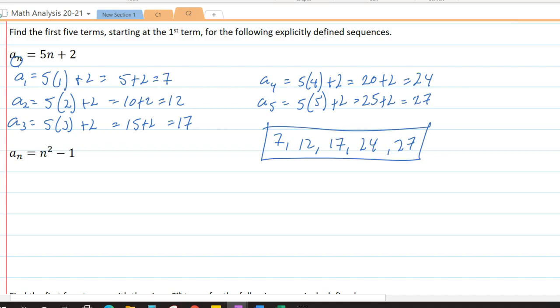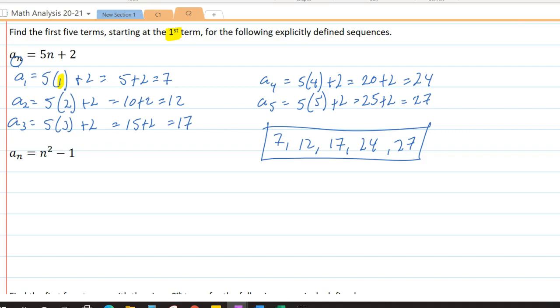Now, one thing I want to point out, they said here to start at the first term, so we used a number 1 for the first term. They could have said any number. They might have wanted to start at the 0 term. They could have asked to start at the 10th term. Whatever term they ask us to start at, we already have the equation. We simply plug that number in for the n.